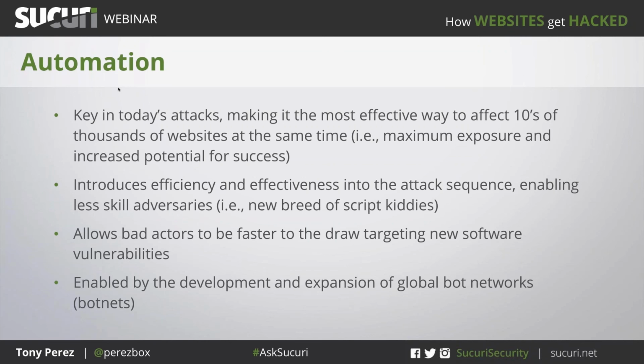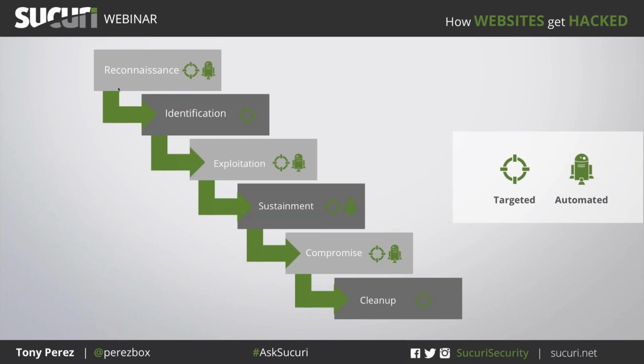And so when we dive into these attack sequences, they follow six steps in some combination. There's the reconnaissance phase, identification, the actual exploitation itself, some level of sustainment, the actual compromise, and then of course some level of cleanup. But it's not the same across targeted and opportunistic.